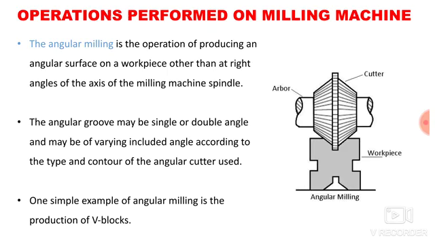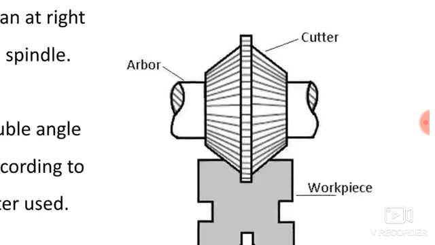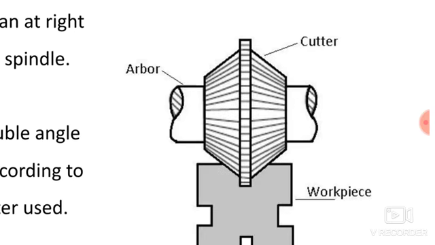The next operation is angular milling. Angular milling is the operation of producing an angular surface on the workpiece other than at right angle to the axis of the milling machine spindle. So here you can see the image of angular milling. With angular milling you can produce the surface at any angle other than a right angle.